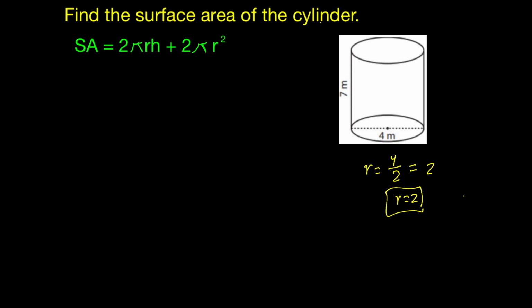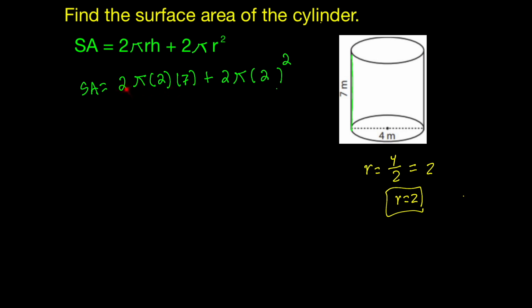Now making the substitutions, I'm going to get that the surface area of the cylinder is going to be 2 pi, replace the radius with 2. My height is going to be 7. And we're going to add that with 2 pi. Again, the radius is going to be 2. And we're going to raise that to the second power.